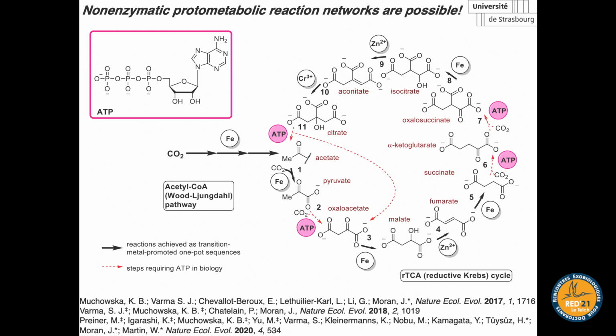So altogether, after screening nearly, I would say, 10,000 reactions, we found that the combination of metallic iron and transition metal salts allows us to promote all the ATP independent steps of both ancient carbon fixation pathways. So the acetyl-CoA pathway, the linear one on the left-hand side, and also two sequences of reactions from the Krebs cycle. So all those sequences that I told you about, they do not require ATP in nature.